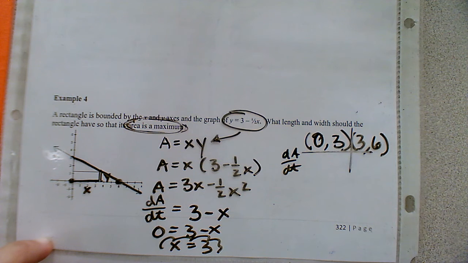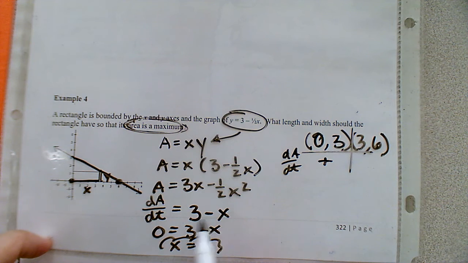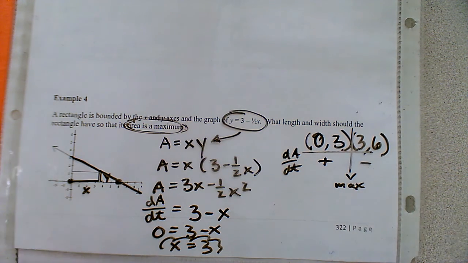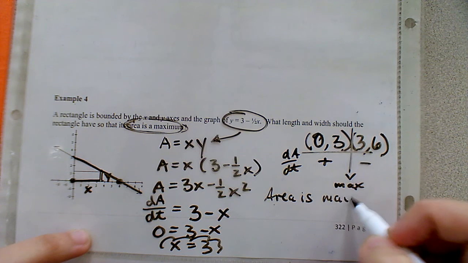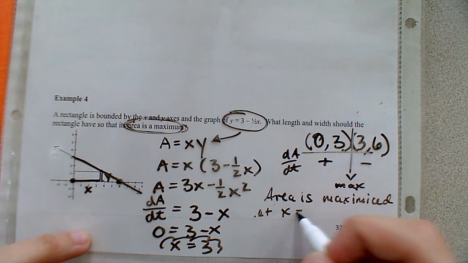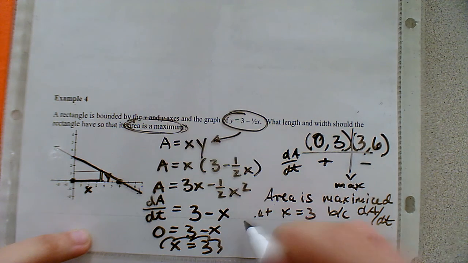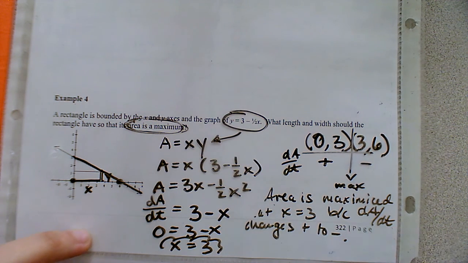Alright, so something a little bit less than 3, maybe 2. If I plug it into my derivative, it'd be positive. And anything a little bit bigger than 3, if I plug it in, would be negative. So we just confirmed that we have a maximum at 3. So we'll say area is maximized at x equals 3 because the derivative changes positive to negative. Okay.